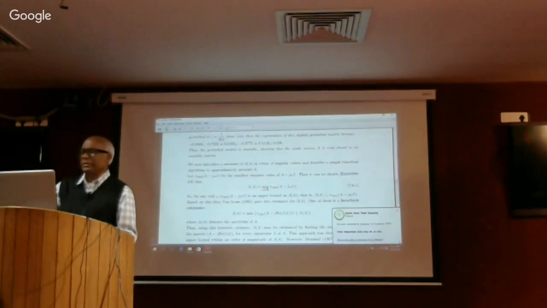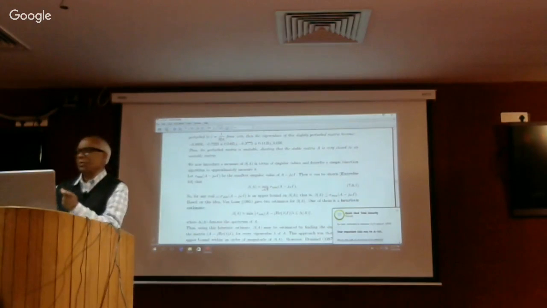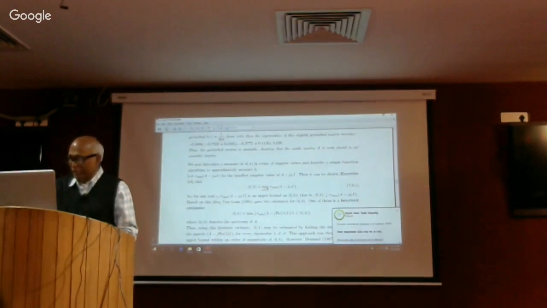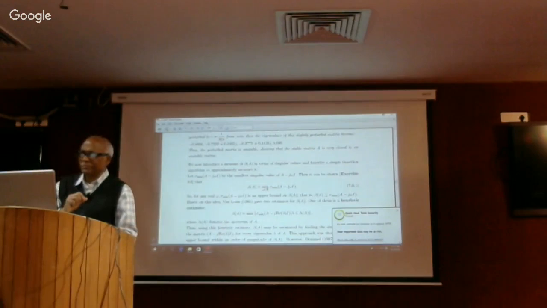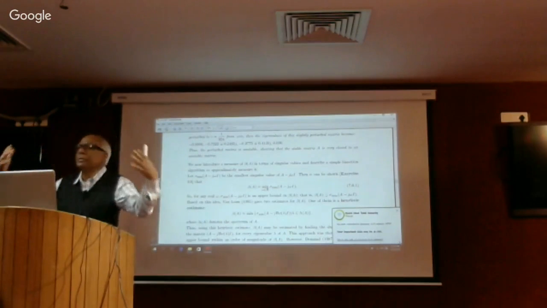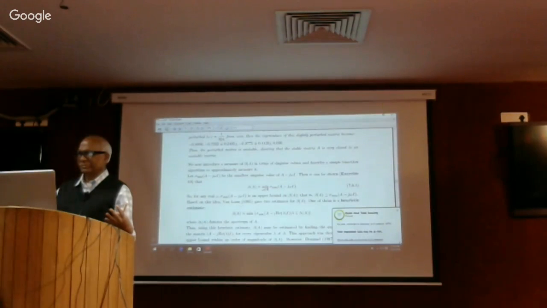So for every omega, the A minus J omega I is a matrix, and you can compute all its singular values. Take the minimum singular value, okay? And then you take the minimum of all the minimum singular values for all omegas. When omega runs over all the real numbers, then that number is defined as the distance to instability.